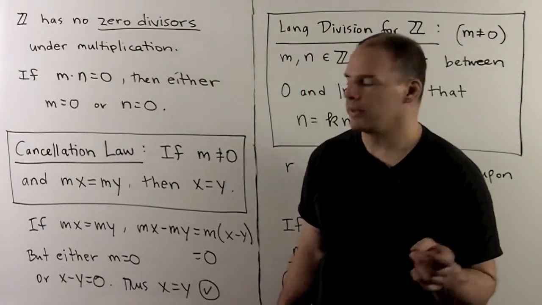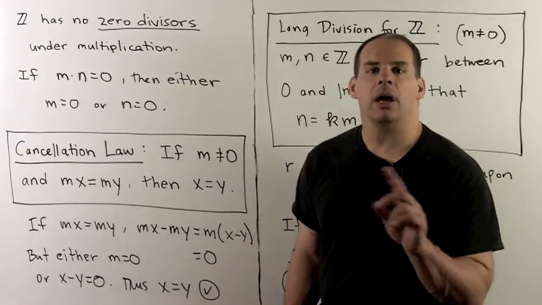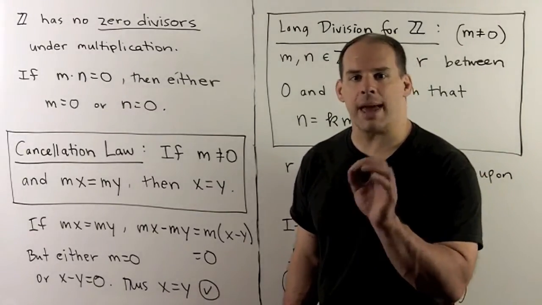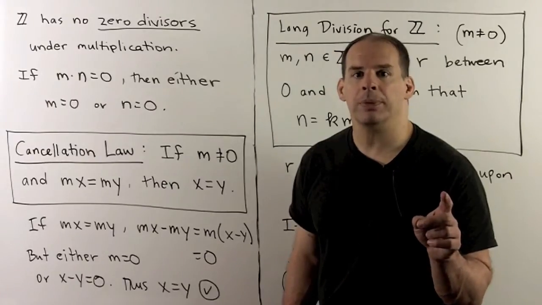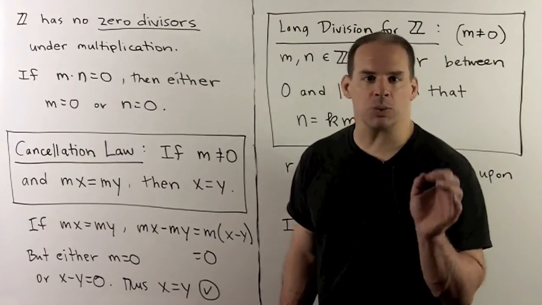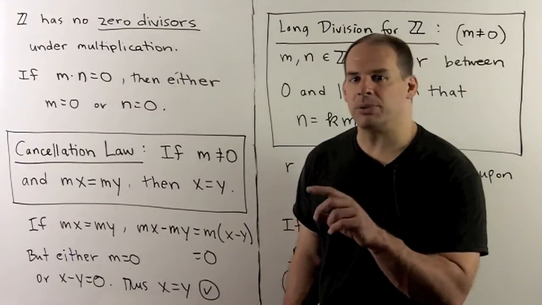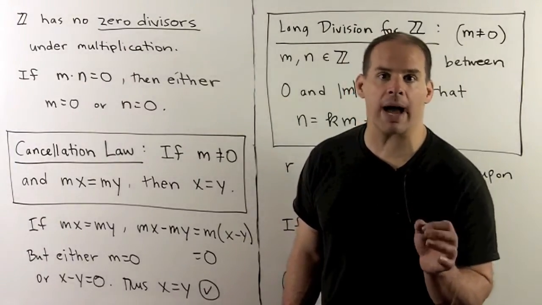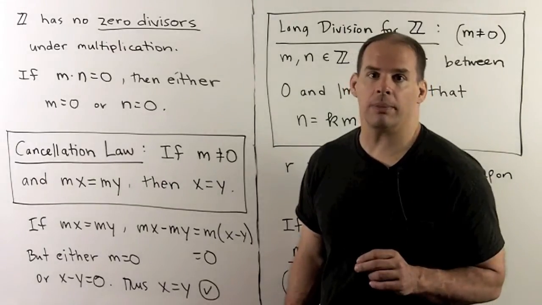Now to see this, okay, if mx is equal to my, I move everything to one side and then I factor out the m. So that gives us m times (x minus y) is 0. So either m is 0 or x minus y is 0. By assumption, m is not equal to 0, so we have to have that x minus y is 0, or x is equal to y, and that's our cancellation law.